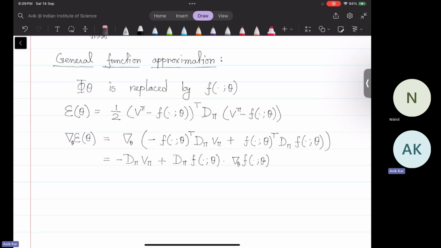I hope I am writing it correctly. So this is S plus S. This is one. This is D.